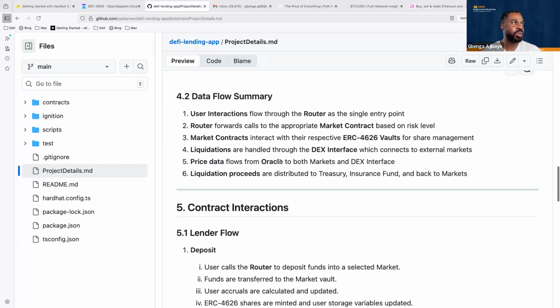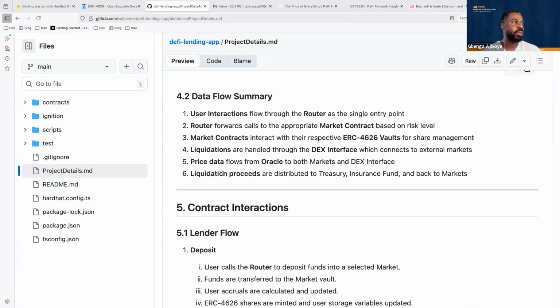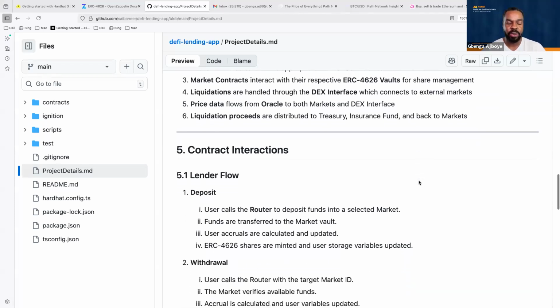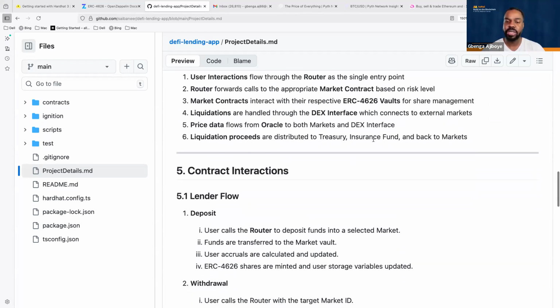Price data flows from Oracle to both markets and DEX interface. Yep, we're using this for our Oracle, and liquidation proceeds are distributed here. So as you can see, by completing this project, you would have created a protocol that is interacting with two other existing protocols, which is kind of like a big deal. Most regular new beginner devs can't even do that. They can only write a contract where they control everything. But this is like mid-tier stuff, right?